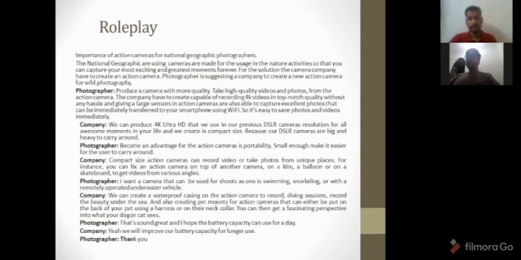Okay. I want a camera that can be used for shooting while swimming, snorkeling, or on a remotely operated underwater vehicle. Okay, we can create a waterproof casing on the action camera to record. You can also use it while diving or record the beauty under the sea, and we are also creating a pet mount for the action camera that can be put either on the back of your pet or on the collar. So you can get a fascinating perspective into what your dog or cat sees. You're seeing a different angle, so you can see where they are going, what they are doing, what they are eating, so you can see anything.